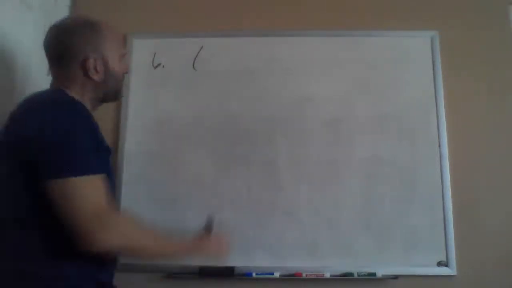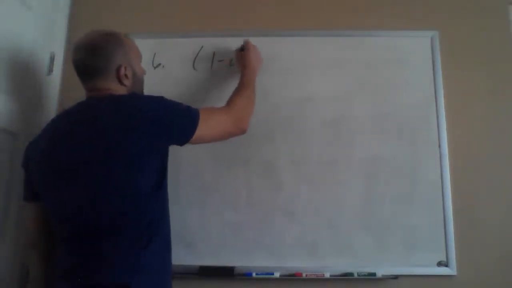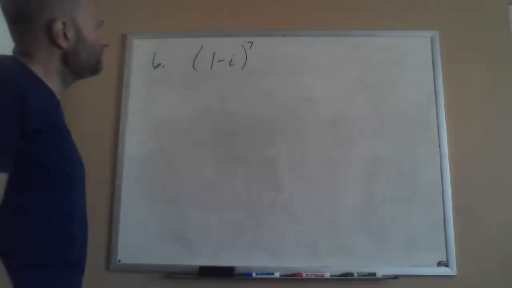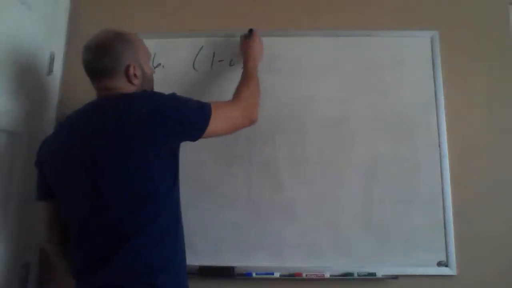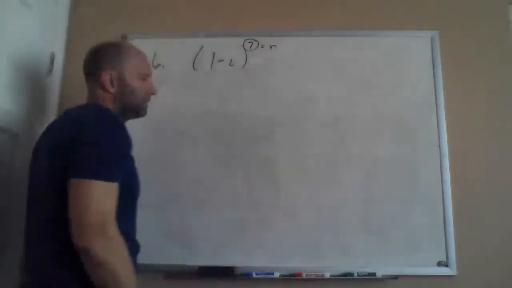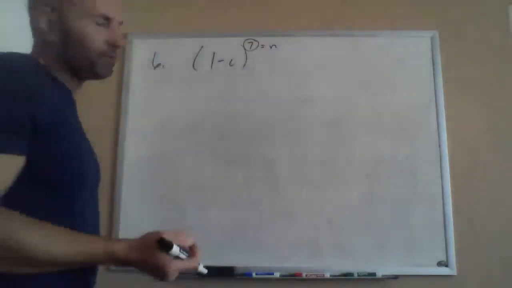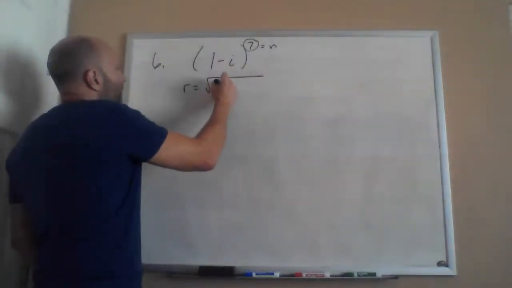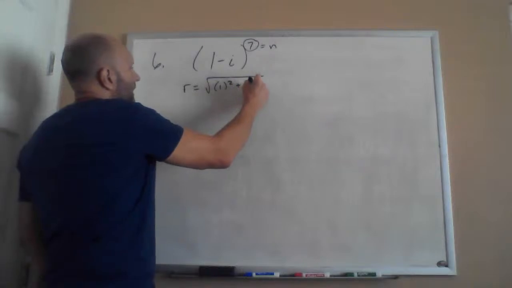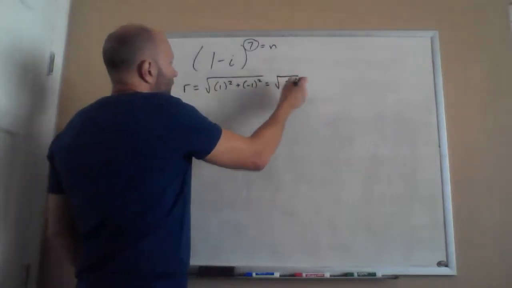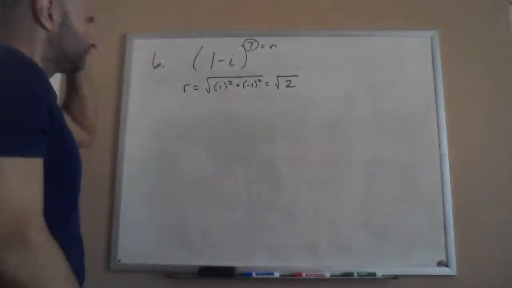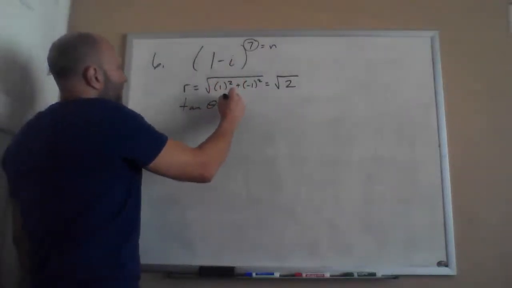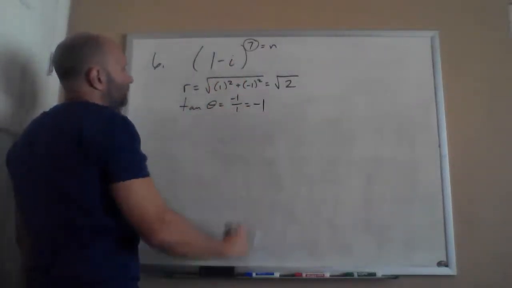We have 1 minus i to the 7th power. So by De Moivre's theorem, 7 is my n. I still need the r, I still need theta. So r is what? It's the square root of 1 squared plus negative 1 squared. So again, this is our square root of 2. And tangent of theta is negative 1 over 1, which is negative 1.